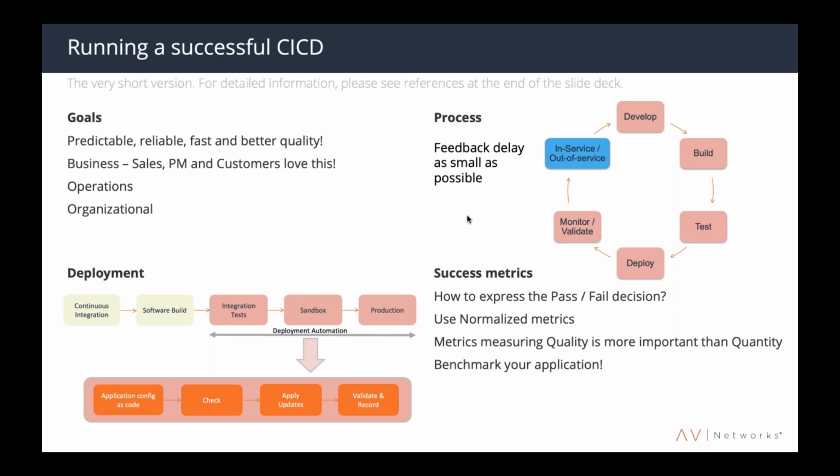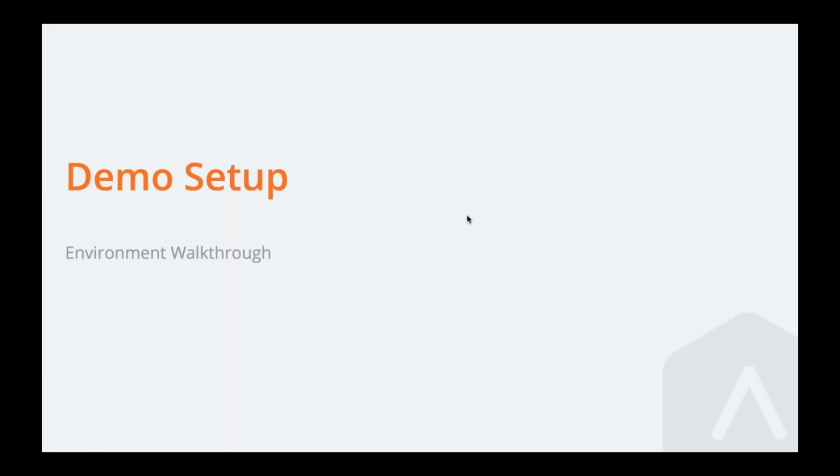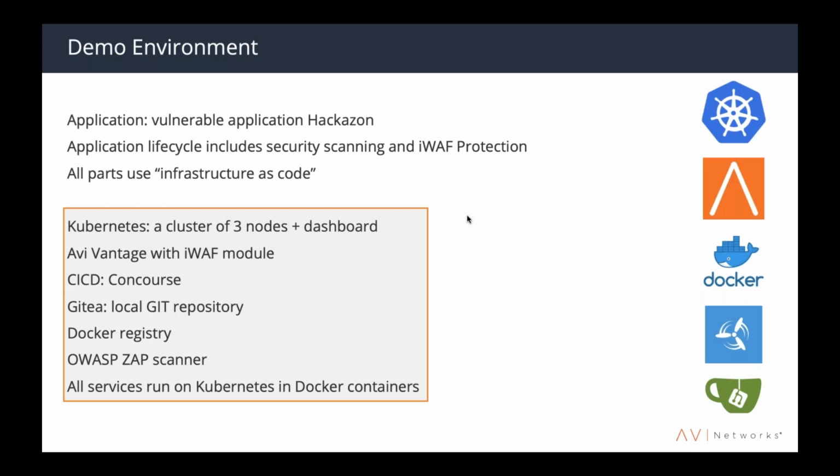So now that we have built the foundation of what we need to run that, let's go into the first piece of the presentation demo. First I want to give you a quick overview of the environment that we've built. As a demo environment, we have chosen to build this around the Vulnerable Application Hackathon. This is the application code we are deploying, and we have built a complete application lifecycle around this, including security scanning and the AWAF protection that I will tell you more about. All of these parts of the application lifecycle are built as infrastructure as code.